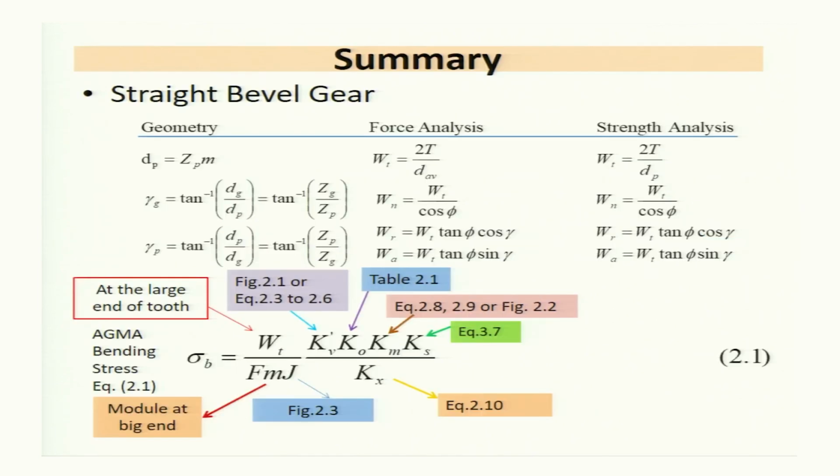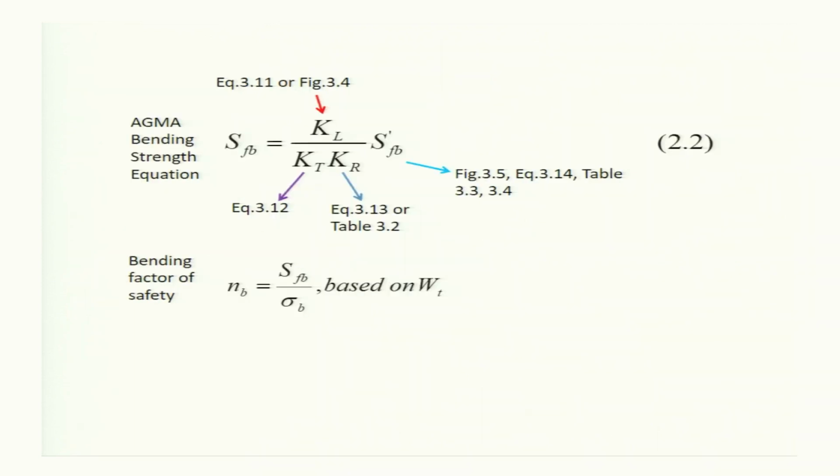Okay. Then the summary. In the straight bevel gear, the geometry is determined from this one. From the force analysis, we determined the values of Wn, Wr and Wa, and from the strength analysis we get all these. Then this equation was obtained, and different equations and figures are given to determine the value of velocity factor, overload factor, mounting factor, size factor, and crowning factor Kx.